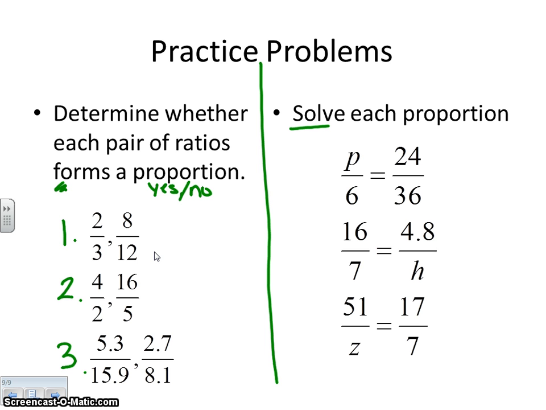And then over here, these are going to be solving each proportion. So you're going to get a number for each of these variables here. And this is 4, 5, and 6. And I'll be checking these tomorrow. Also, remember that you should have some questions written down. And we will begin with these practice problems and your questions tomorrow in class. Good luck.